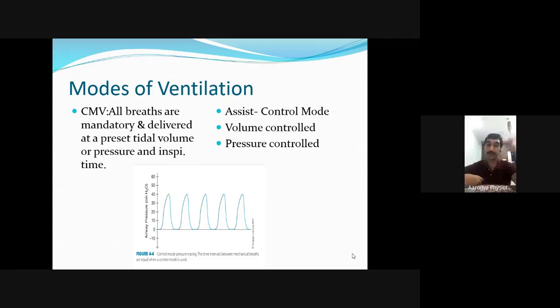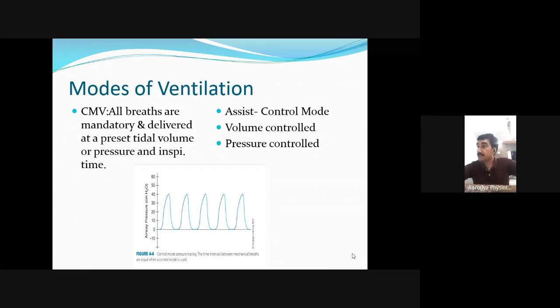So if we see the first mode here, continuous mandatory ventilation mode, all breaths are mandatory. The patient is not allowed to take any breath. Ideally, the patients are on sedation or respiratory depressants or neuromuscular blockade. When you need to ventilate a patient for more than 24 hours, or if the patient has had a severe brain injury, or the patient has an epileptic attack, then you need to put the patient on the continuous mandatory ventilation mode. The patient is not allowed here to breathe.